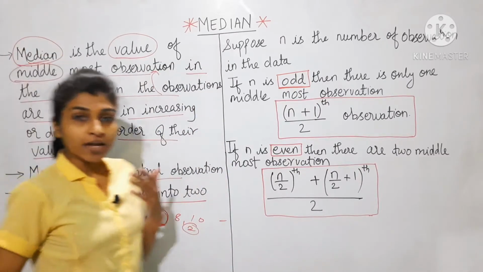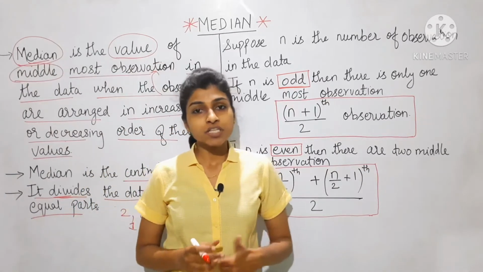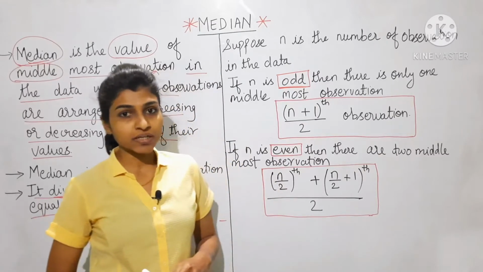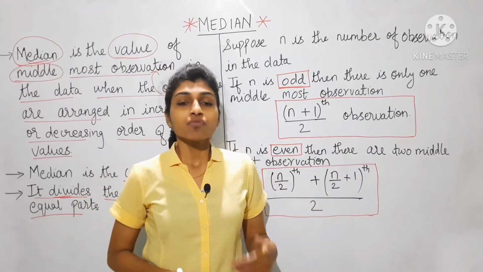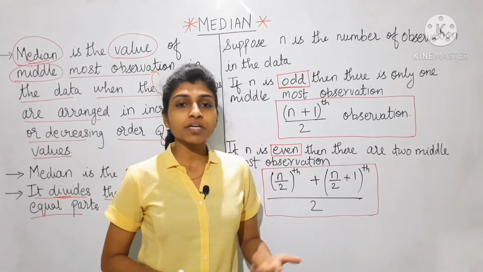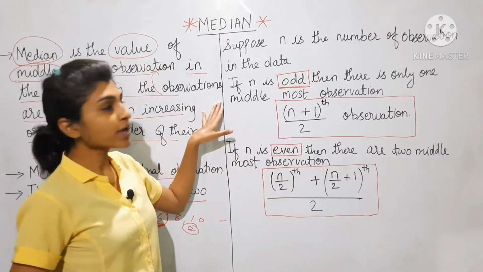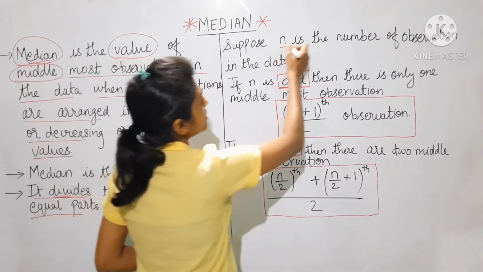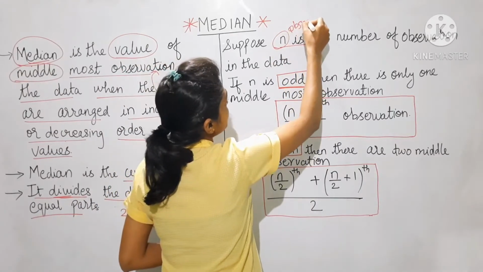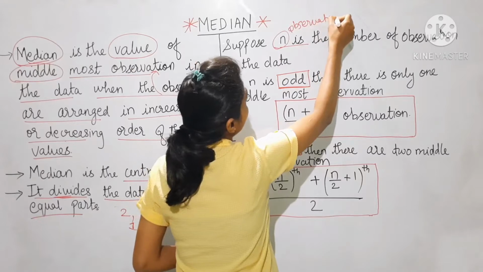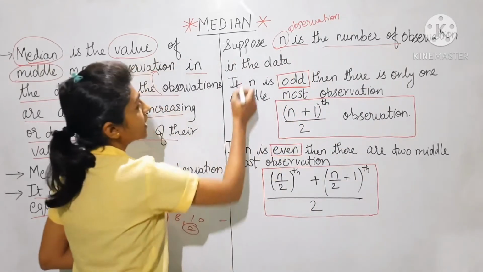Now to calculate median we require data. There are two types of data. One is ungrouped data and the second is grouped data. If you want to calculate median for ungrouped data, which is also called individual observation, there are two methods. Suppose n is the number of observations in the data.